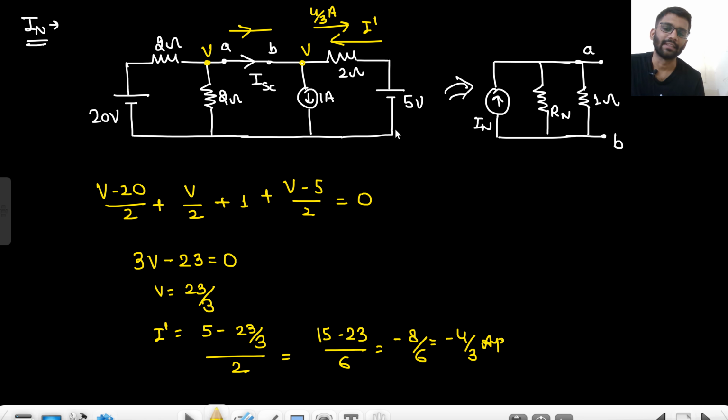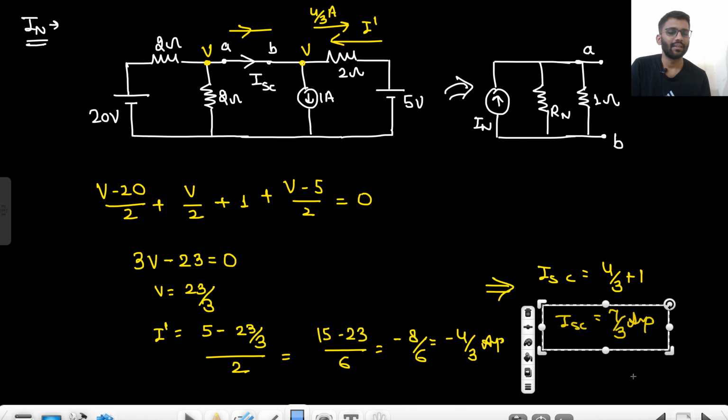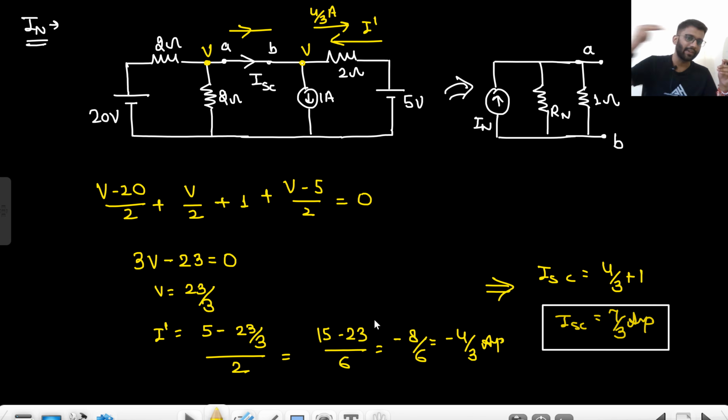So what will be the value of ISC? The value of ISC would be 4 by 3 plus 1. That means 7 by 3 ampere. So this will be my value of ISC. Okay. Very easy calculation. Nothing is difficult. Simple network analysis. I just needed to find the value of ISC.